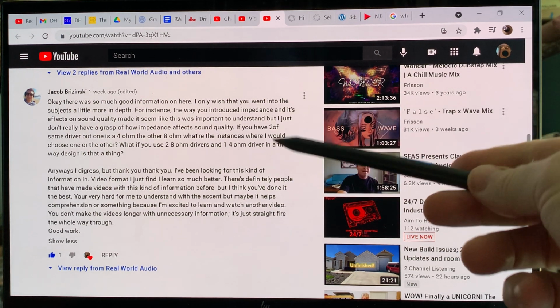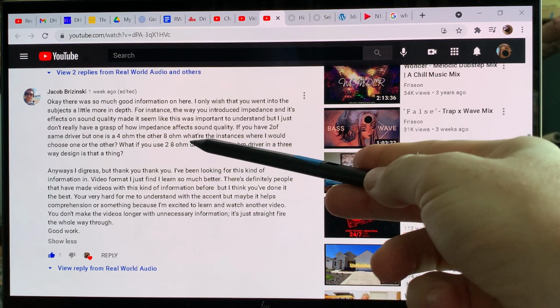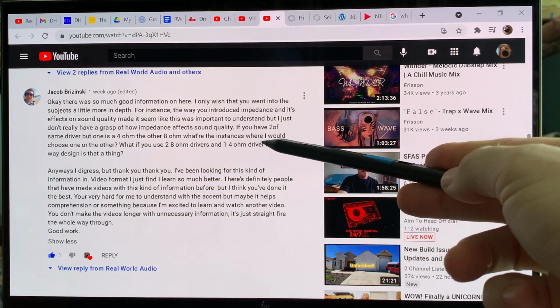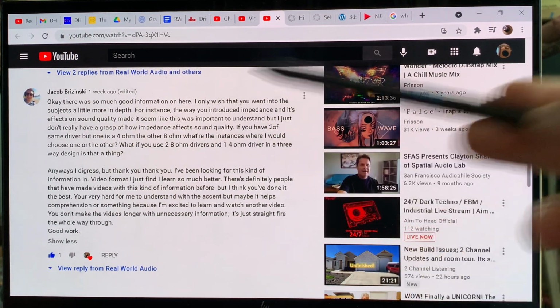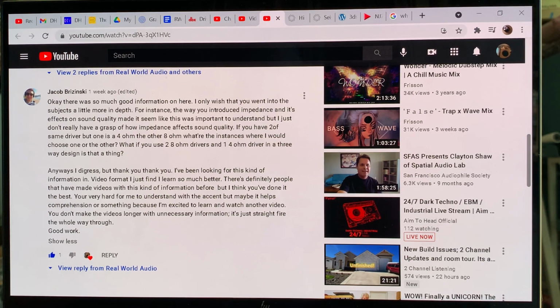And let's see the second part. What if you use two 8 ohm drivers and one 4 ohm driver in a 3-way design? Is that a thing? Yes, you can do that. However, that was the short answer, but there's a super long answer on how to do it.